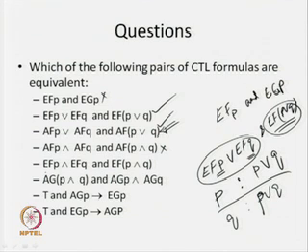Now, in the previous model I have shown two different paths. Now, you consider any one of these particular paths, you will find that E f p and E f q may be true in a state, but E f p and q will not be true. So, this formula is also not equivalent.